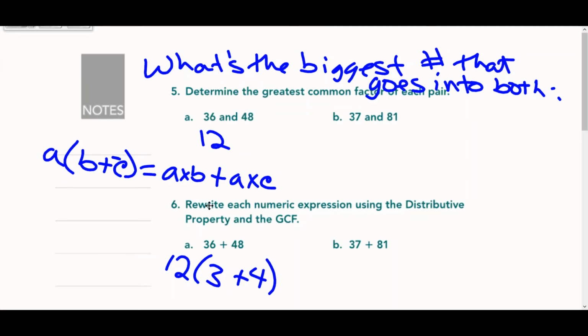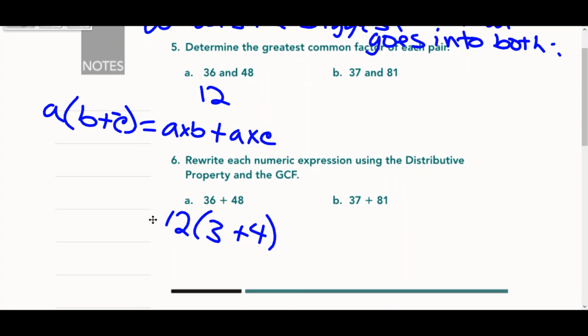Okay? Then they wanted us to rewrite each numeric expression using the distributive property. So what we did here is we pulled this 12 out. Okay? It's kind of like extractions. Okay? I'm extracting a 12 out of 36. So what's left over? Well, 36 divided by 12 is 3. And if I'm extracting a 12 out of 48, what's left over would be a 4.